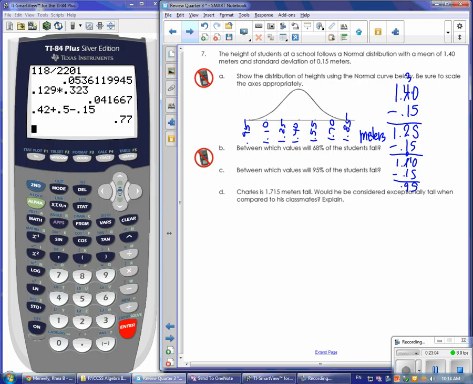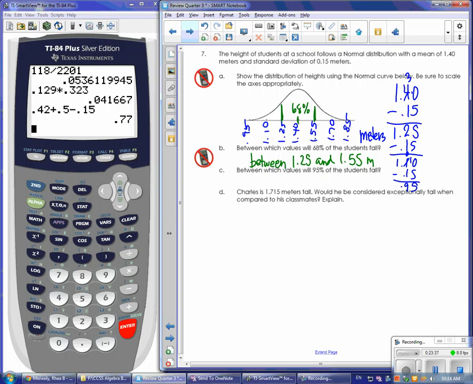In letter B, it says, between which values will 68% of students fall? This corresponds to our empirical rule. I know that in the middle, that's my median, so I know half of the data is going to be below and half of it's going to be above. 68% of my data is going to be within the first standard deviation. That's 68%. And so I can say between 1.25 and 1.55 meters.